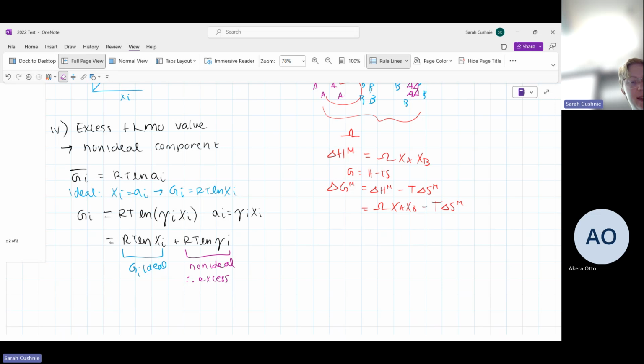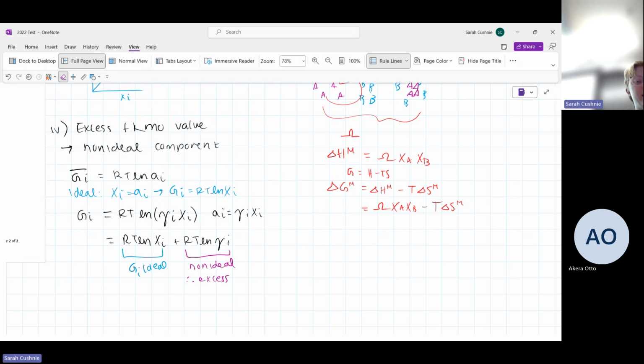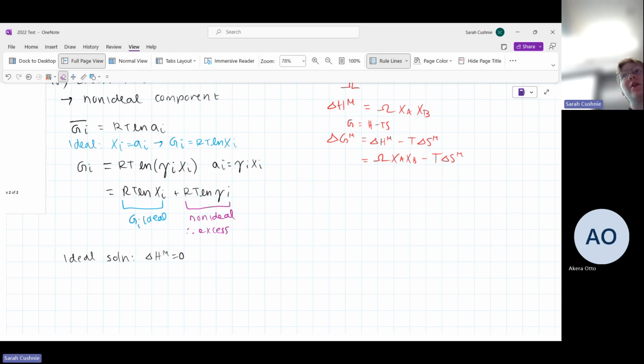Another way that you can approach an excess value is that in an ideal solution, the delta H of mixing is equal to 0, right? But when we have a regular solution, our delta H of mixing is equal to omega xa xb, which is not equal to 0. So we're adding this to our Gibbs free energy and to our enthalpy term. So this is all going to be delta H excess.